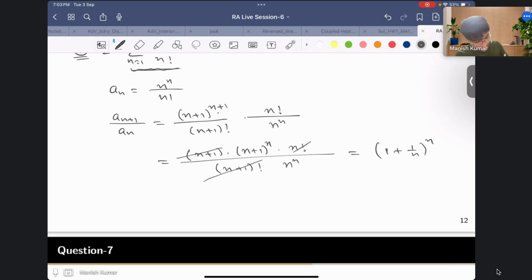Now clearly the limit, if you see, what will be the limit of this sequence? e, right? Exponential, and this is greater than 1, right? So by the ratio test the given series is divergent.